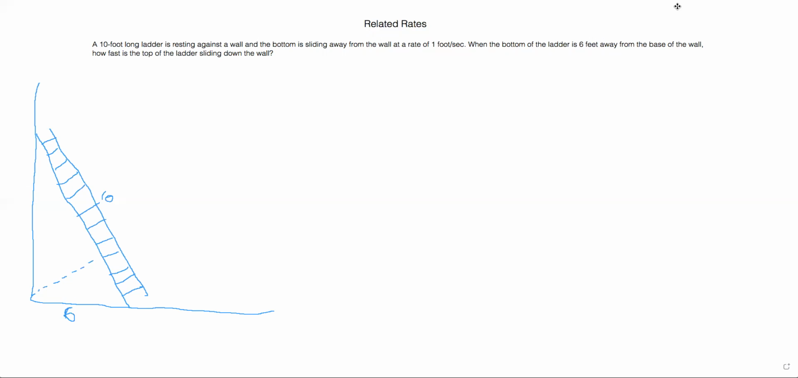So we want to find dy/dt. So this right here is y. Okay. And finding the derivative of that distance would give you the rate at which it's sliding. Yes.